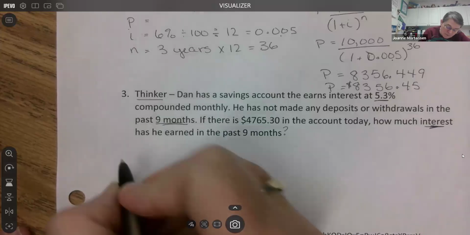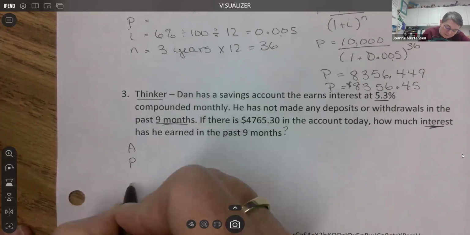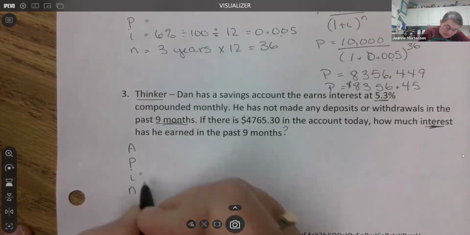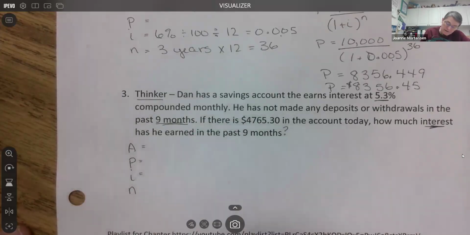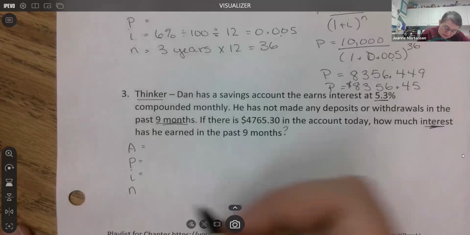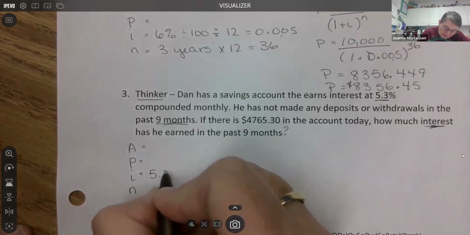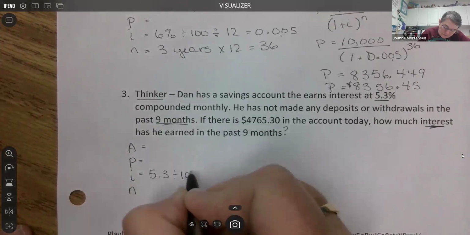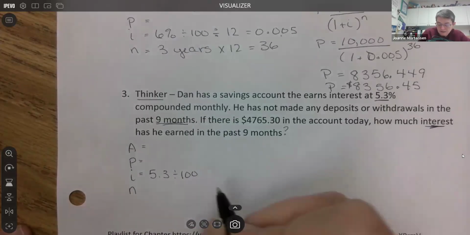First of all, APIN. Okay, so interest 5.3. Divide by 100.